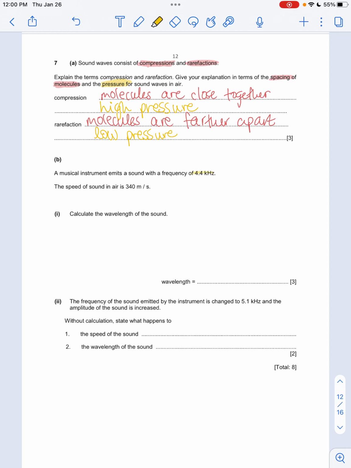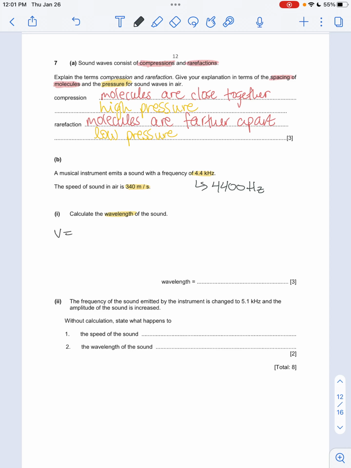Then we have a calculation. So we have an instrument with this given frequency. Now careful here, note that this is in kilohertz. So we're just going to make a note for ourselves that this is actually 4,400 hertz. We are given the speed. And now we want to calculate the wavelength. So frequency, speed, and wavelength.